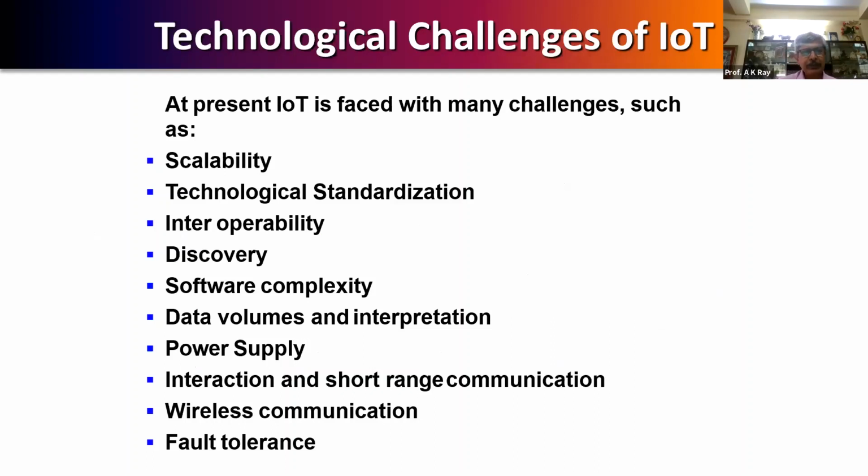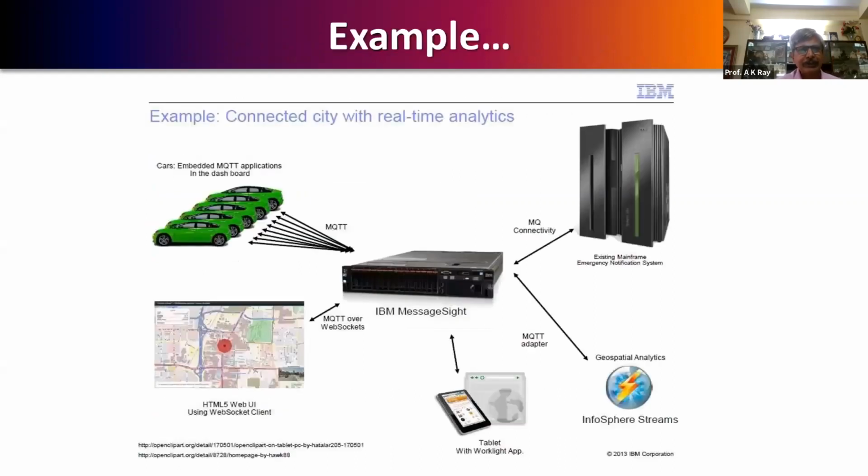Software complexity, data volume and data interpretation, power supply of these devices, wireless communication. So there is a huge amount of work involved in this. It must be fault tolerant, and wireless communication, short range and even big range wireless communication, is a major part of it. So let's see the connected city problem.